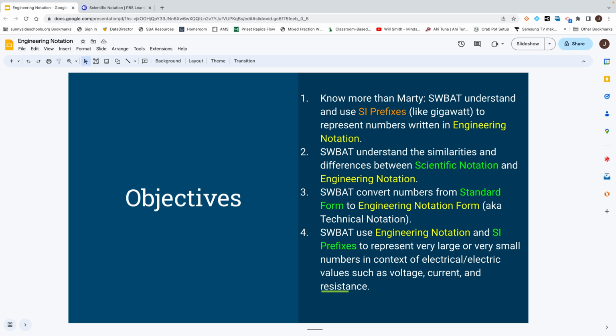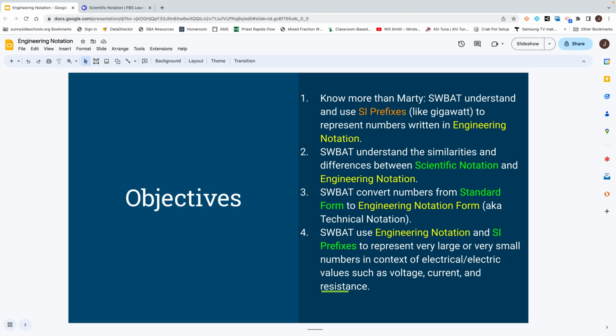And objective number four is students will be able to use engineering notation and SI prefixes to represent very large or very small numbers in the context of electrical or electric values such as voltage, current, and resistance.